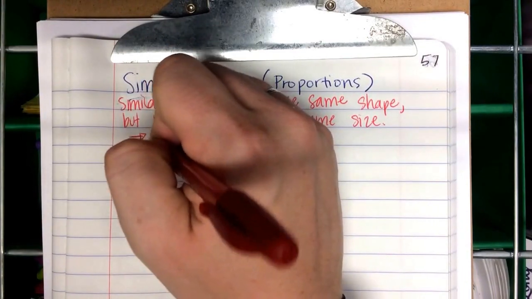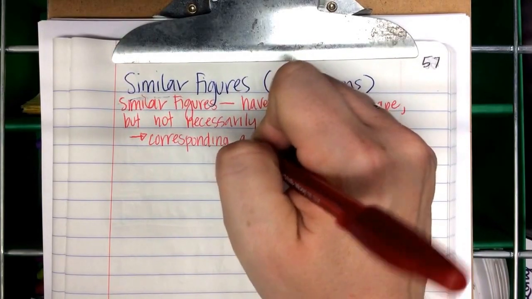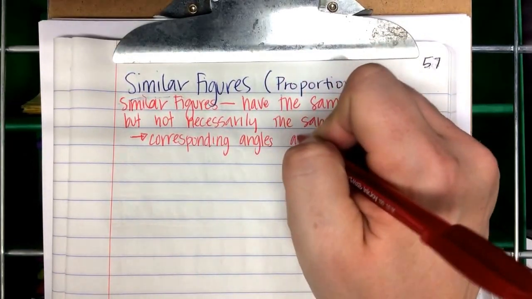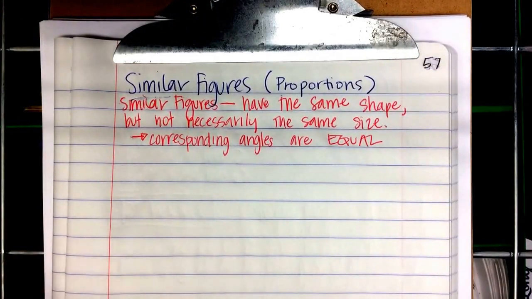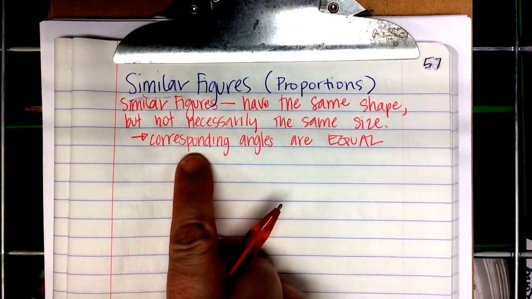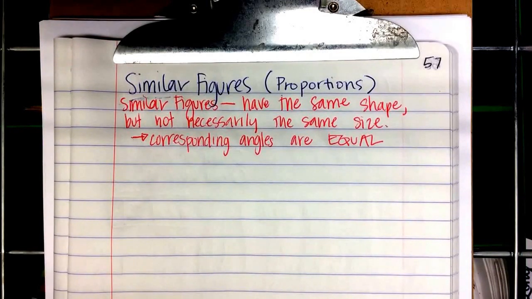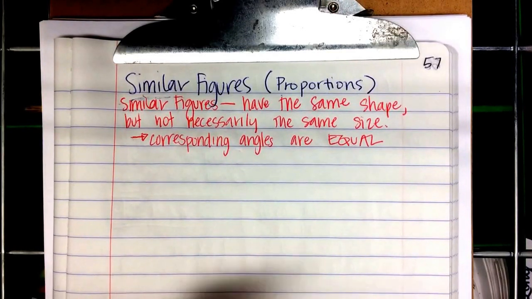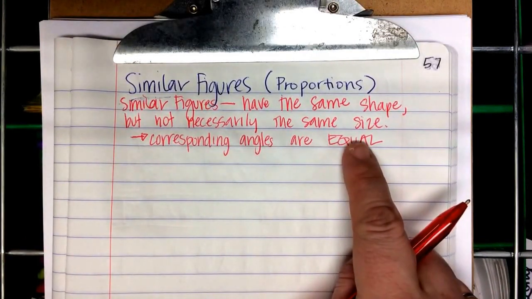And what this means is corresponding angles are equal. So the top right angle and the top right angle, they're corresponding, they're in the same location, they're going to be equal. If the bottom left angle is 82, the bottom left angle is going to be 82 on the other one. Corresponding angles are equal.